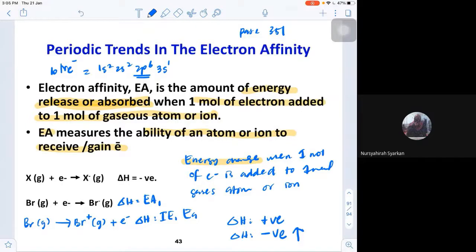That is if we compare the first EA between different elements. We don't need to memorize the general trend, whether it increases or decreases across the period, on the electron affinity. But what you need to know is that the easier it is for the electron to be added by that element, the more energy it will release, which means the greater the negative value. The harder it is for that atom to receive the electron, the more positive the value, or the more endothermic the reaction.